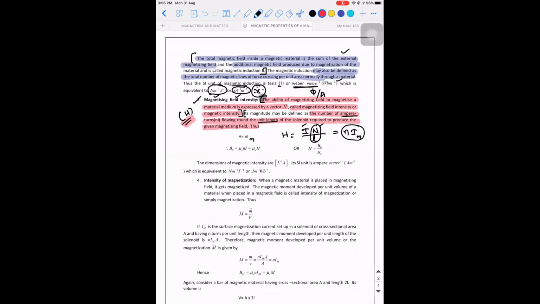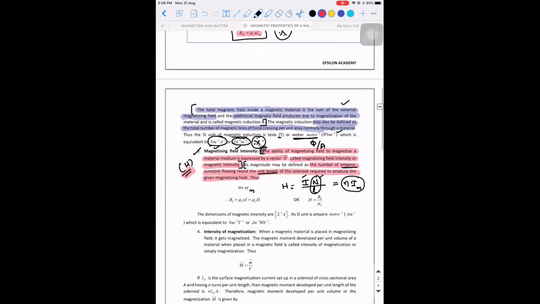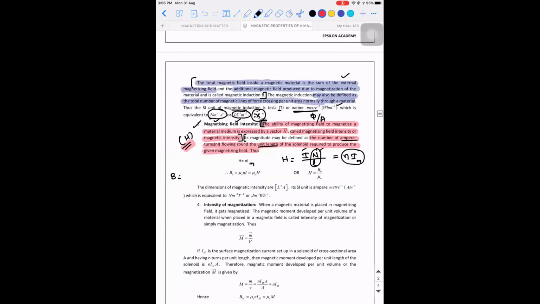Then what did we see B naught is equal to? B naught is equal to mu naught into N into I. I'm sorry, guys. It's not Im, it's I only, because Im is the output. I'm extremely sorry about this. It is N into I only. I is the amount of current that is flowing through the solenoid. Please correct it.